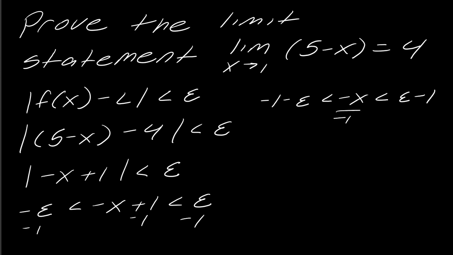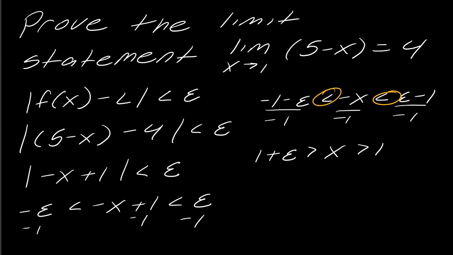And just be careful when you divide all sides by negative 1 here, because your inequality signs need to flip their direction since you're dividing by a negative. So now this becomes 1 plus epsilon is greater than x, which is greater than 1 minus epsilon. And I just want to rewrite this because I hate when my inequalities go in this direction. It's just a personal preference. So I'm going to rewrite this as 1 minus epsilon is less than x is less than 1 plus epsilon.